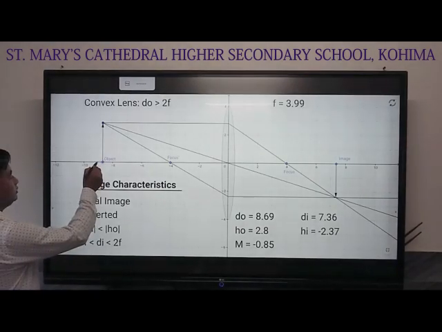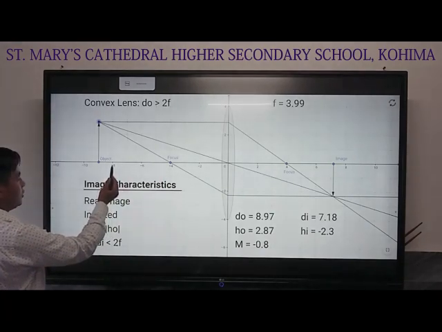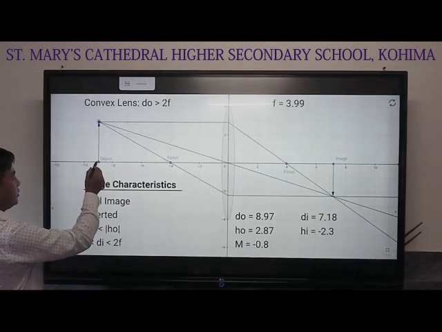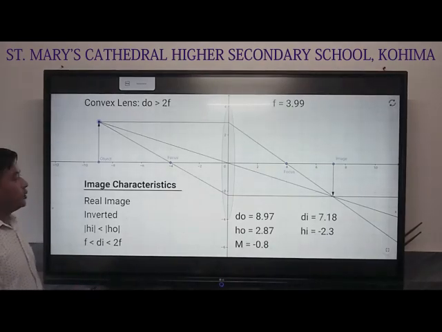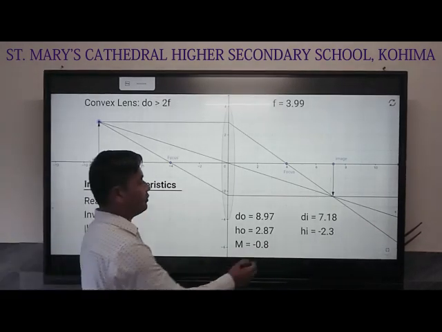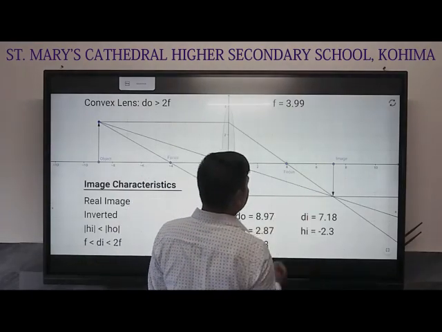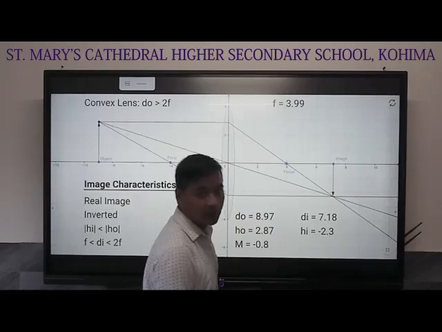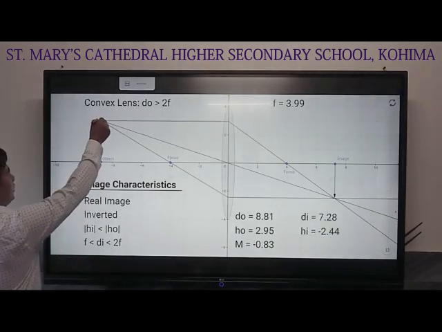When the object is placed beyond the center of curvature, see here in front of the lens, -8 is the center of curvature, and if we place an object just above the center of curvature on this side of the lens, then we call this position beyond the center of curvature. So when we have an object beyond the center of curvature, the image is formed here. This is our focus and this is our center of curvature. The image is formed in between these two points, so we can say the image is formed between 4 and 8, that is between the focus and the center of curvature of this convex lens.